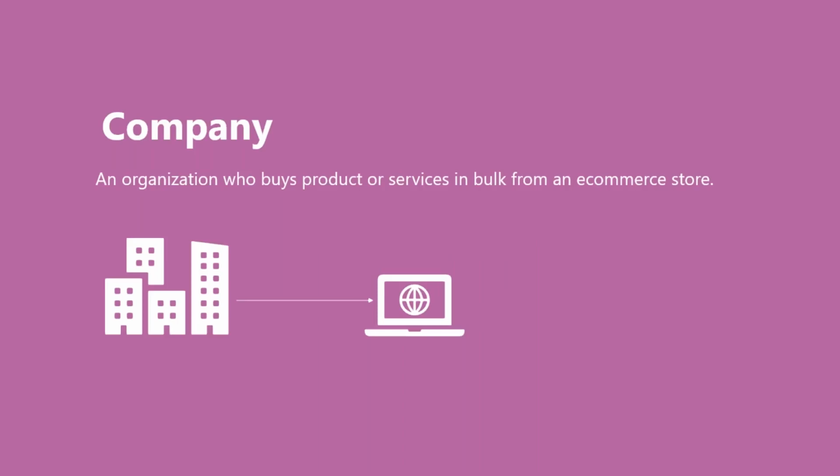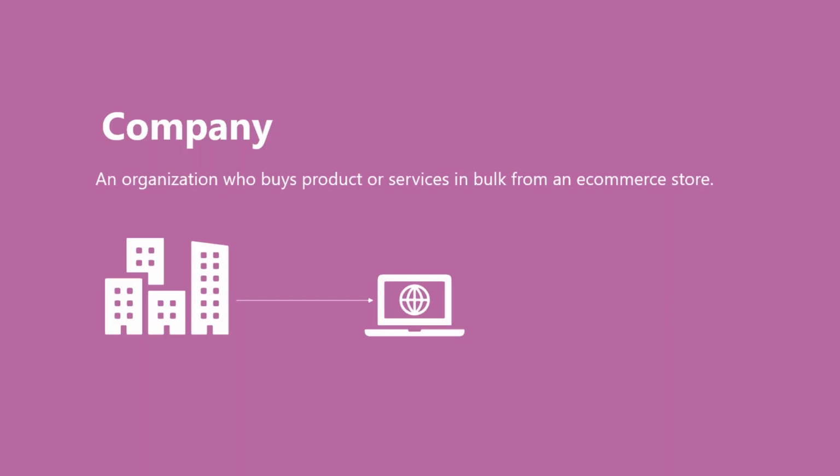As you know, individuals also buy products from an e-commerce store. We define that as a B2C process. What is a B2B process? In a B2B process, a company or an organization buys something in bulk from an e-commerce store. Sometimes the services or products may not be in bulk, but in general, an organization that buys products or services in bulk is called a company.